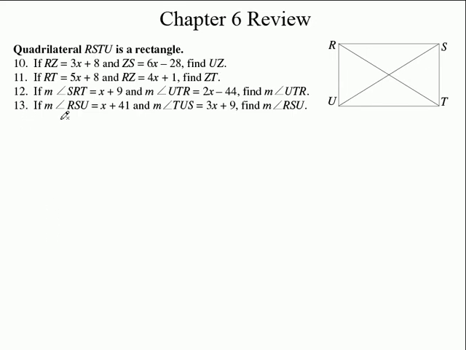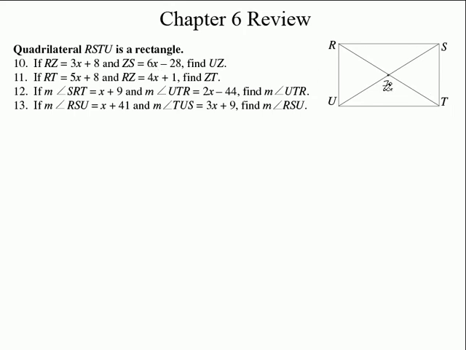Okay, number 11 has to do with the diagonals also, but a little bit differently. It says RT is 5x plus 8. RT is the whole thing from here all the way down. Oops, I erased the Z. That's supposed to be a Z right there at this point. So RT is 5x plus 8, which is the whole thing right there.